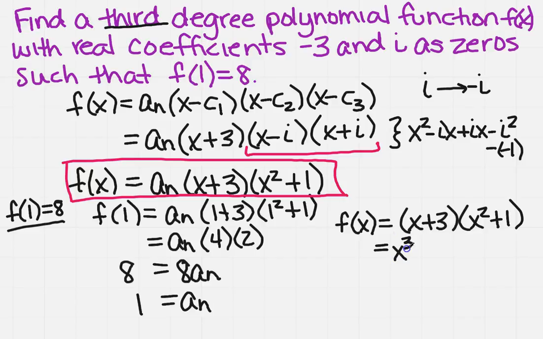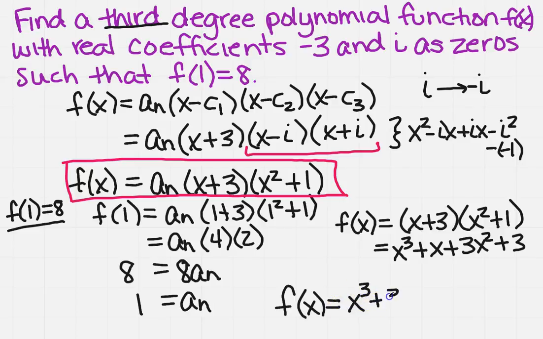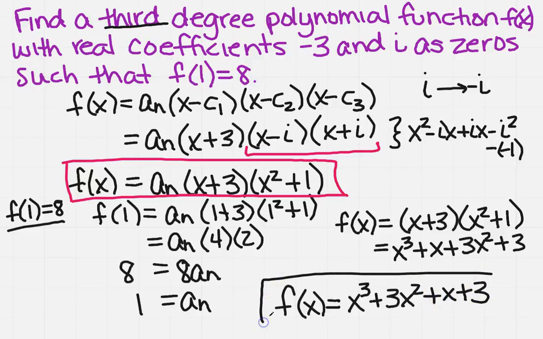So I'm going to get x cubed plus x plus 3x squared plus 3, and then I'm going to rewrite it in decreasing exponential order. So this would be x cubed plus 3x squared plus x plus 3. And so there we go. We found our polynomial function.